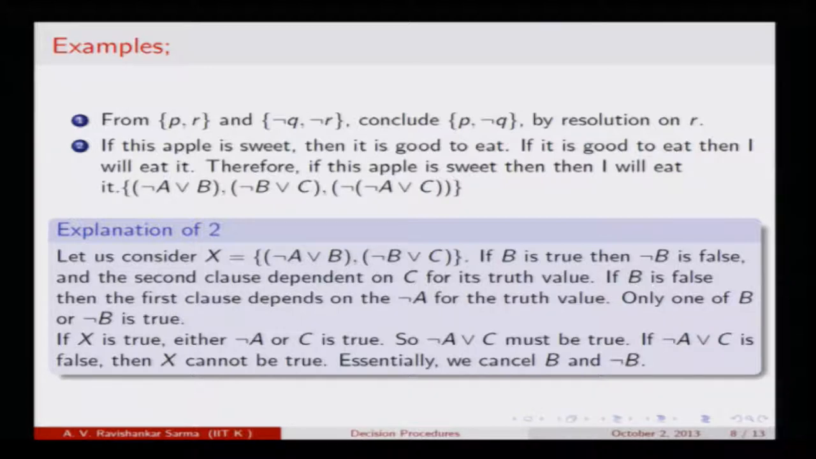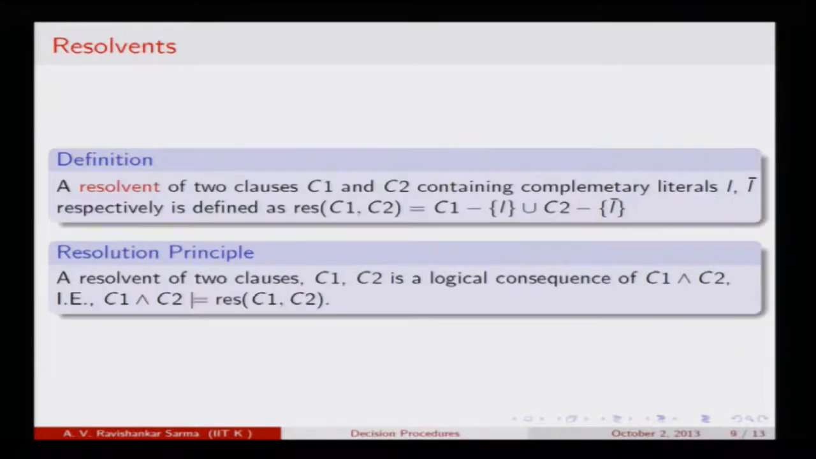Now the explanation for the above is like this: if x is true, either not e or c is true, obviously then not e or c must be true. If not e or c is false, then x cannot be true. So essentially here in this case we cancel b and not b. Now these are some of the examples of a resolvent.